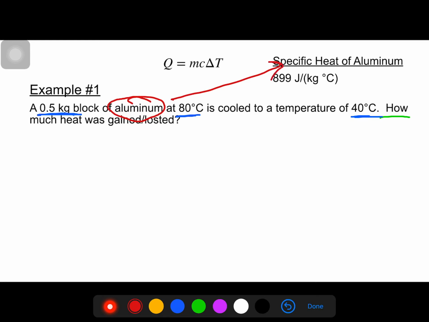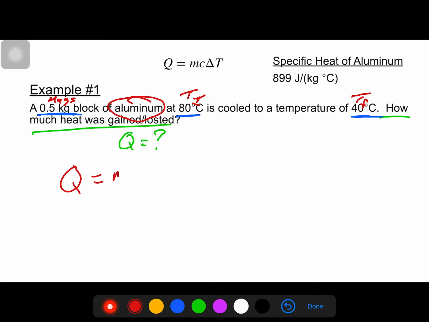So because we're talking about aluminum, we're going to very specifically talk about the specific heat of aluminum. But this is our mass. Kilograms is a measure of mass. This is a temperature. This is a temperature. Now what we have to do is remember to figure out which one's my final and which one's my initial. So if we say it starts at 80, this is going to be my initial, and this is going to be my final. And how much heat was gained or lost, we're saying Q is equal to question mark.